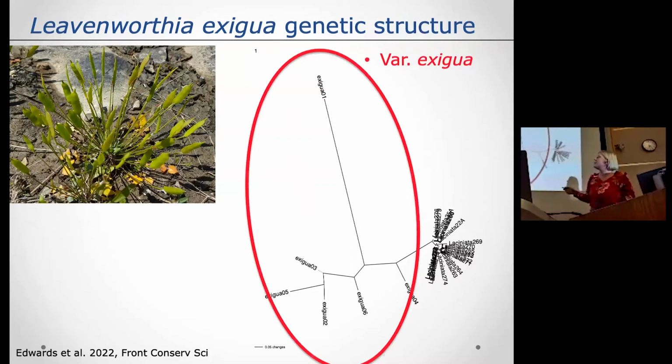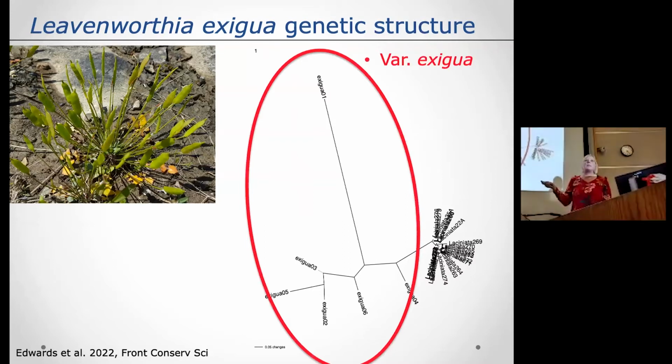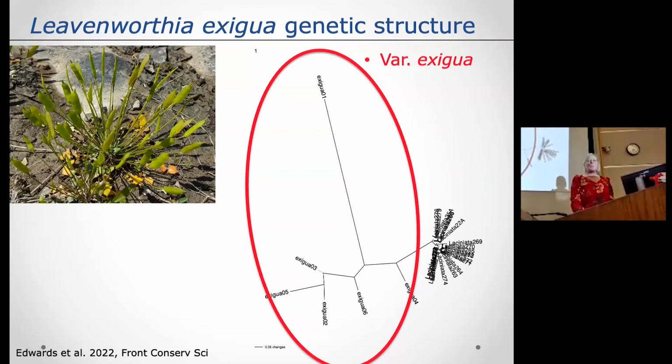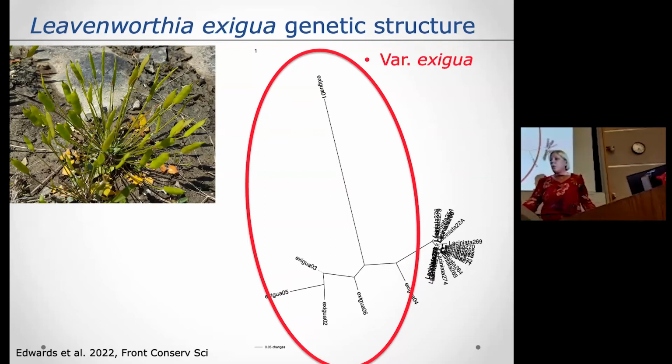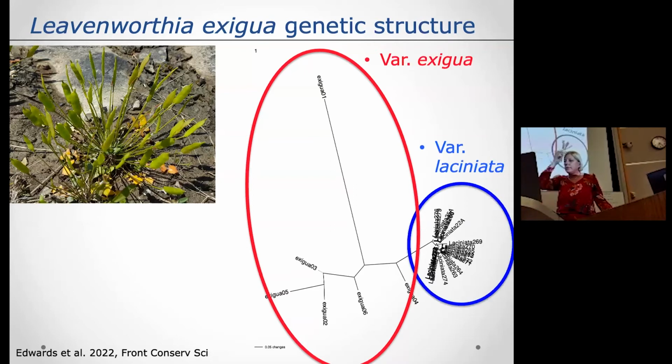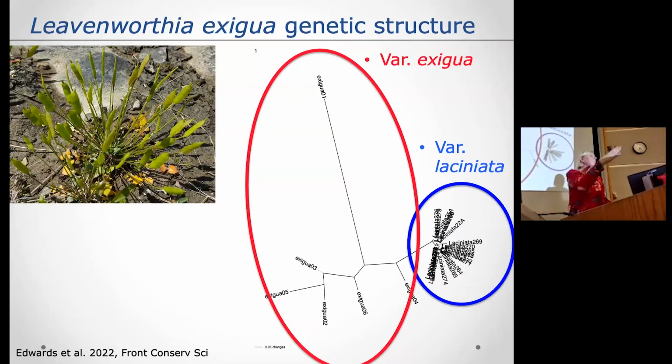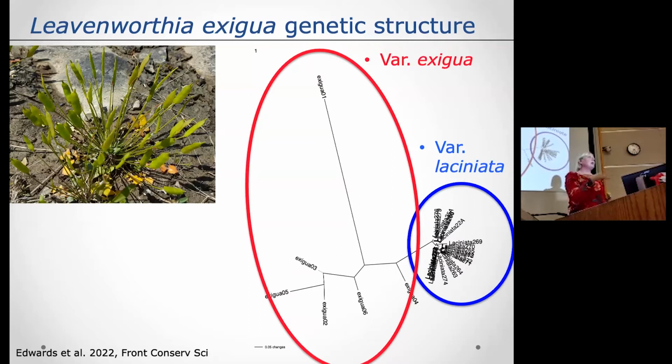And so I'll point you first to these populations. This is the variety exigua. This is the variety that's not endangered or listed at all. And what we found is that you see there's branches here. So essentially we see that there's differences among the populations. The populations are genetically different from each other. And then when we looked at variety licineata, which is here, what we found is that the populations are almost all genetically identical to each other. When we look at the genotype data, almost every single individual is genetically identical.